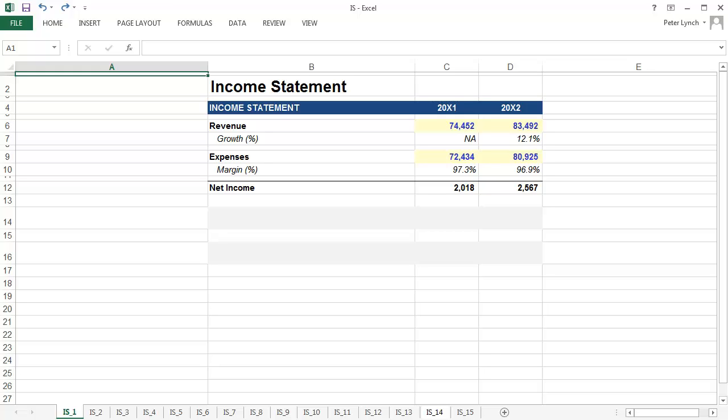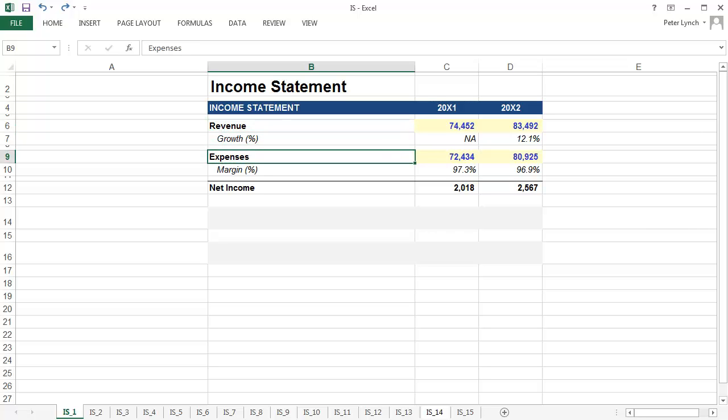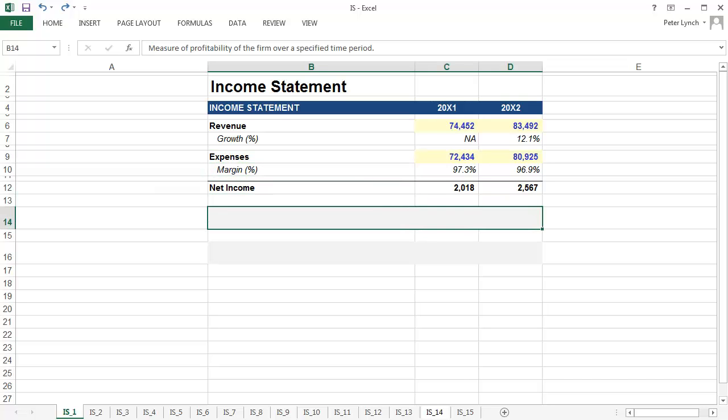Alright, in this video we're going to be going over the income statement, which shows a company's financial performance over a period of time. In its most concise format, the income statement shows a company's revenues, which can be defined as money or payments a company receives for goods or services sold, less expenses, the cost of providing those goods or services, to arrive at net income.